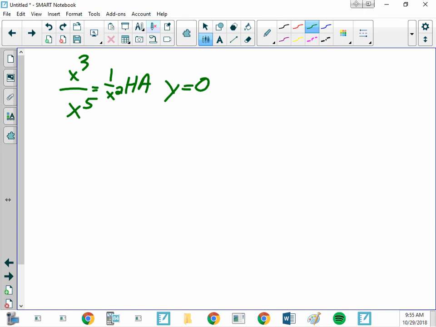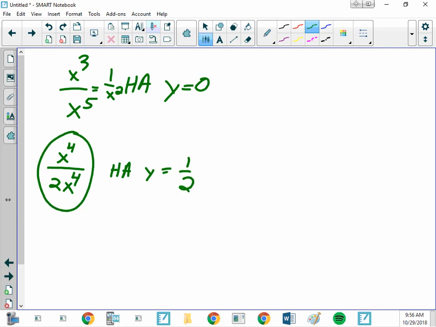Okay? If the top and bottom are the same size, so x to the 4th over 2x to the 4th, then we have an HA at y equals 1/2, because that is the fraction I get when I divide those. And if the top is bigger, so let's say 3x to the 4th over 2x to the 3rd, then I don't have an HA. I have a slanted asymptote at 3x over 2, and that's just the slope. The y-intercept we don't know at this point.